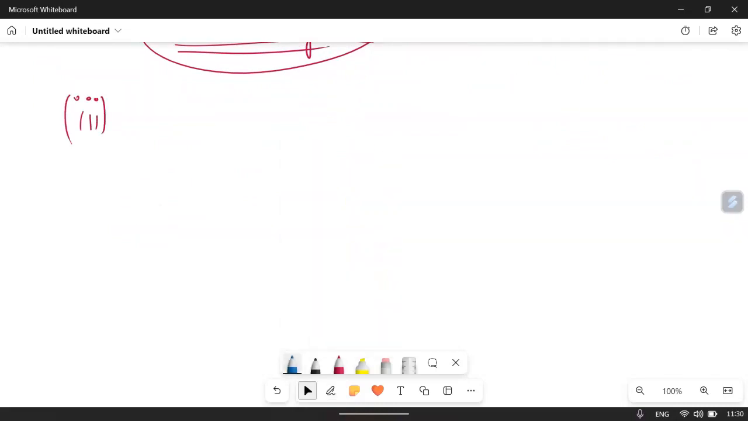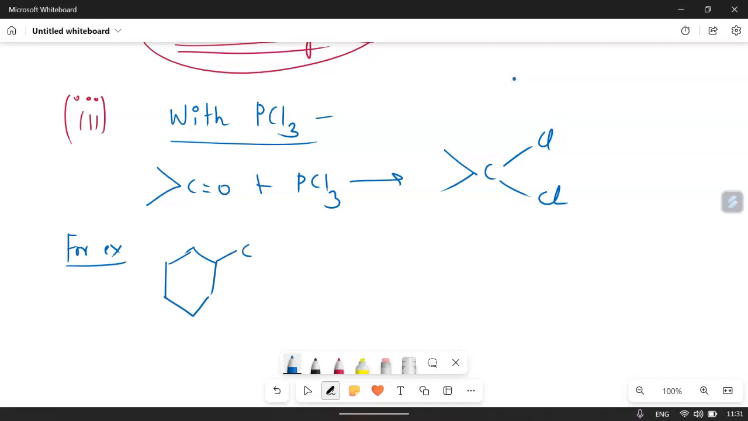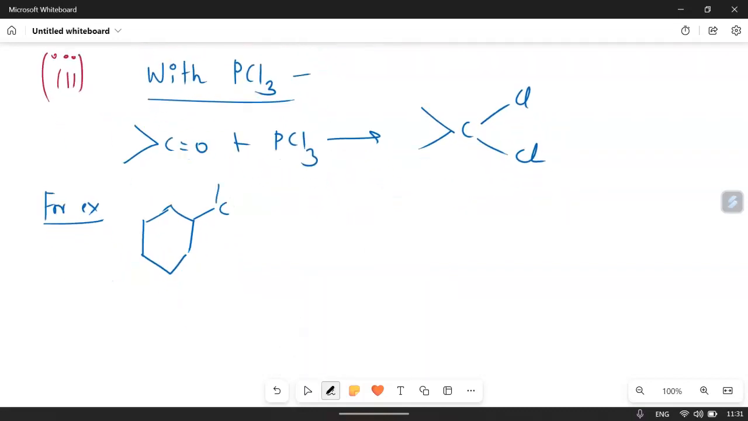The next reaction in substitution goes with the third part, and that is with PCl5. Okay, so you can take aldehyde or ketone, anything, react with PCl5, that will give Cl here and Cl here. For example, you have cyclohexyl methyl ketone. Okay, this is your cyclohexyl methyl ketone.